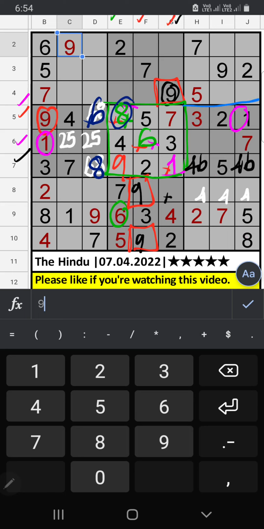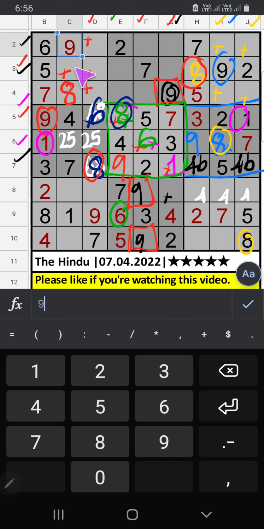Sixth grid, 2 numbers are remaining, 8 and 9. Column I, we have 9. So 9 can't come in this cell. 9 is confirmed here. Then 8 is here. Column I, column J, we have 8. So 8 can't come in these cells. Then 8 is confirmed here. Column D and third row, we have 8. So 8 can't come in these cells. Then 8 is confirmed here.